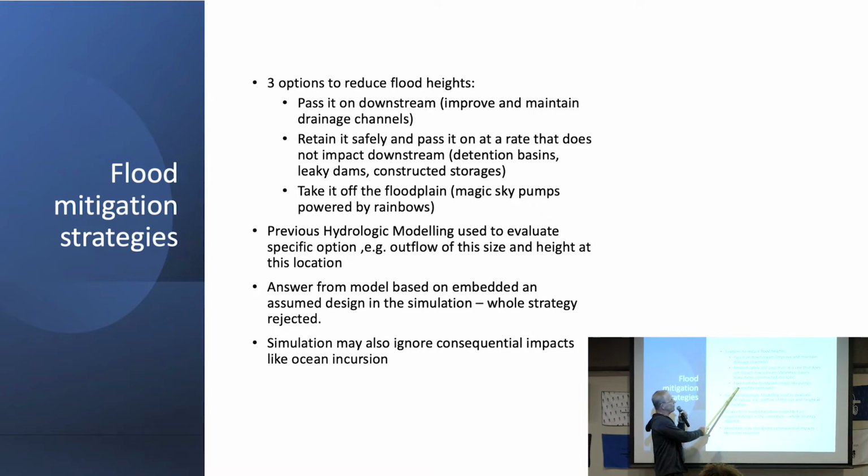The other one is to take it off the floodplain, and I don't want to get into arguments about outflows versus channels versus pumps. So let's just say we're going to do that with magic sky pumps powered by rainbows, okay? That's the Northern Rivers solution.